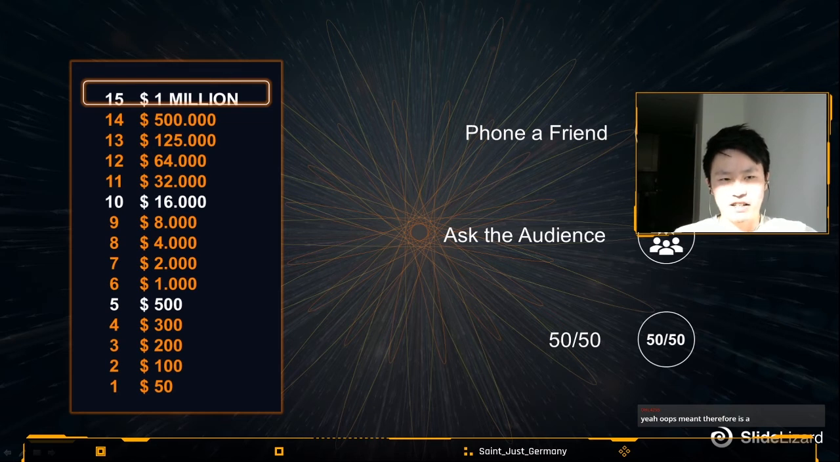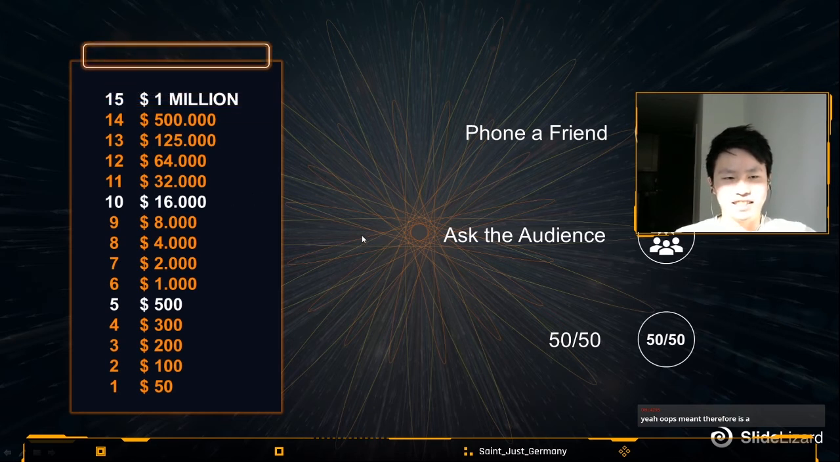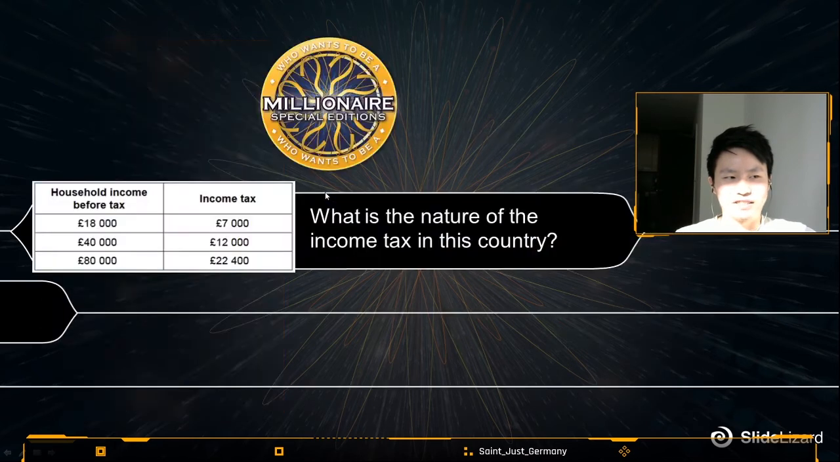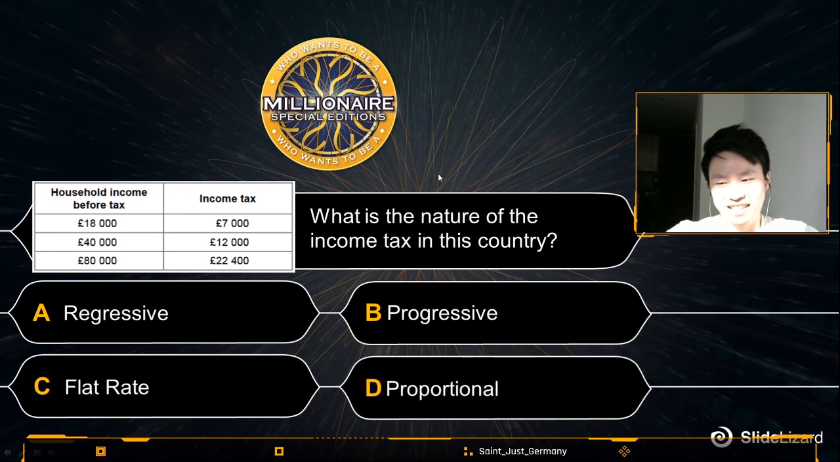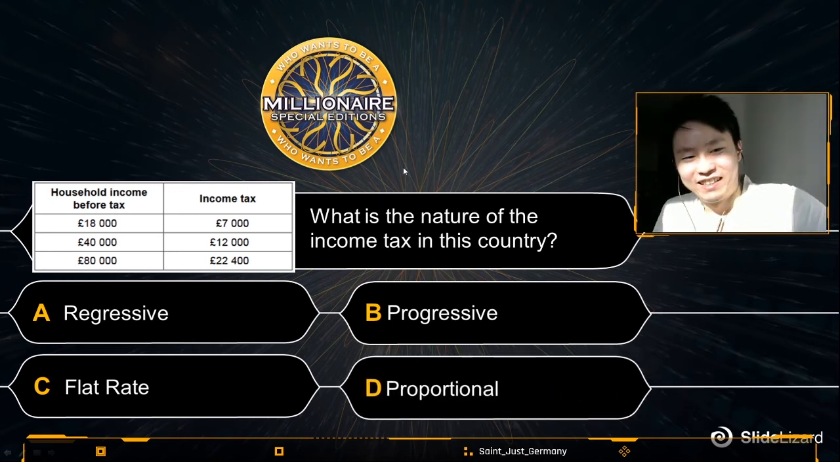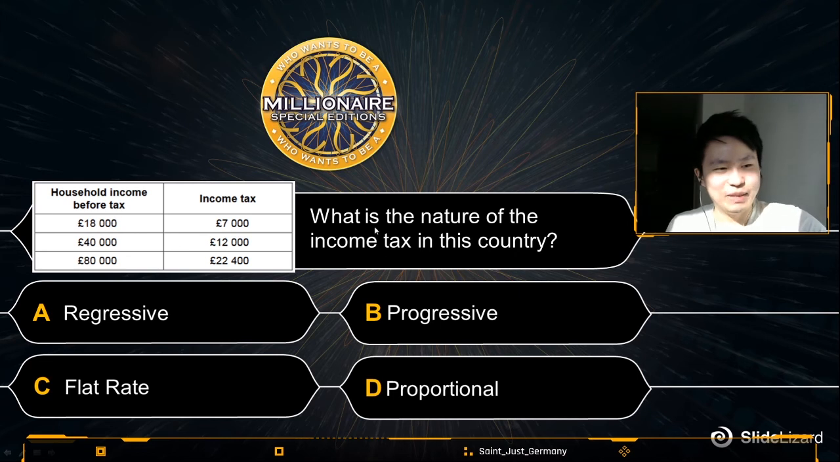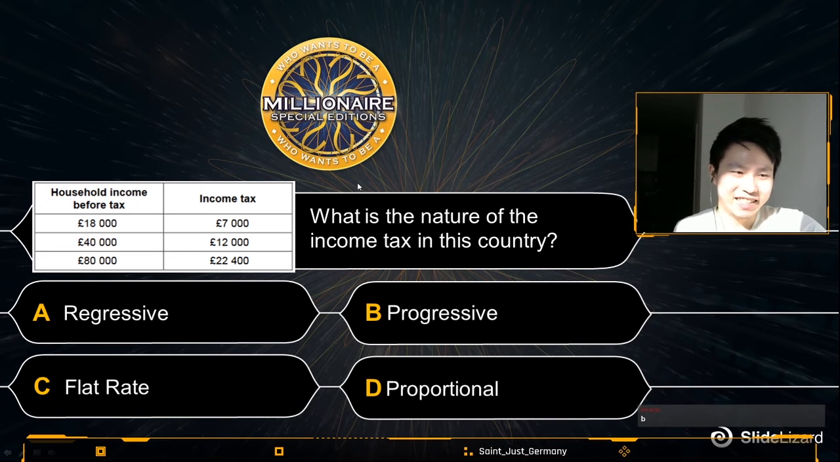Okay. For $1 million or more, what is the nature of the income tax in this country? Maths question. A. Regressive. B. Progressive. C. Flat rate. D. Proportional. So I'll let you use 50-50 for this question, because we didn't discuss flat rate or proportional. So you know in your hearts that it's not going to be flat rate or proportional.